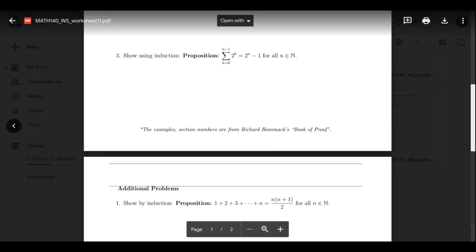Then he said assume P of n. What's P of n? P of n is 2 raised to 0 plus 2 raised to 1 plus 2 raised to n minus 1. You're missing something, Moises. P of n is a statement, so it's missing the equals to the right-hand side. What's on the right-hand side? The right-hand side should be 2 raised to n plus 1 minus 1, right?